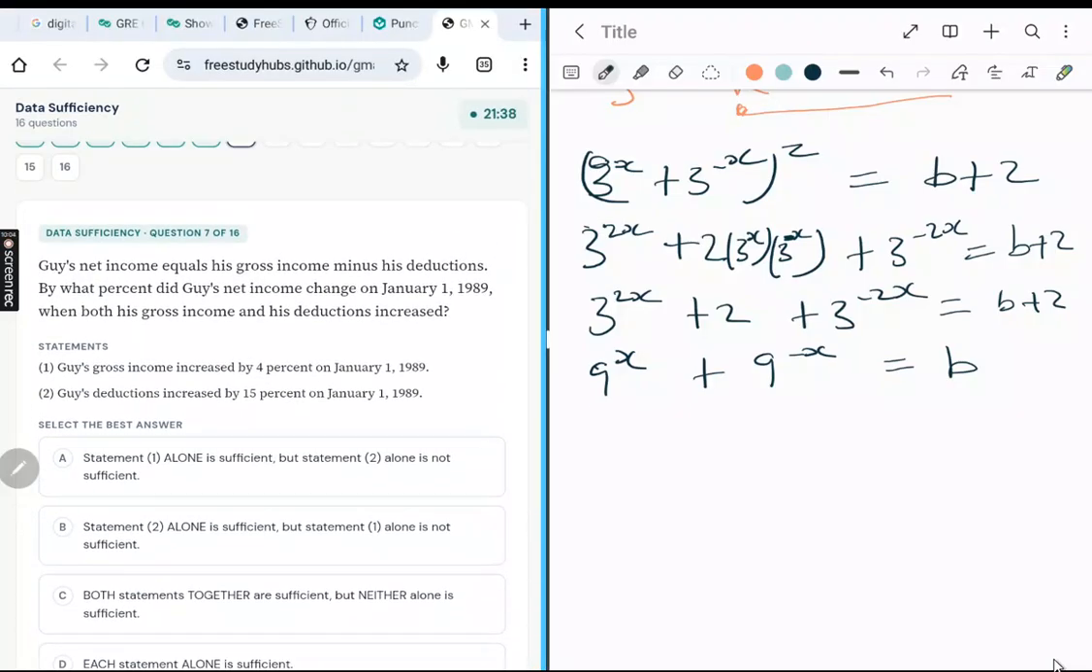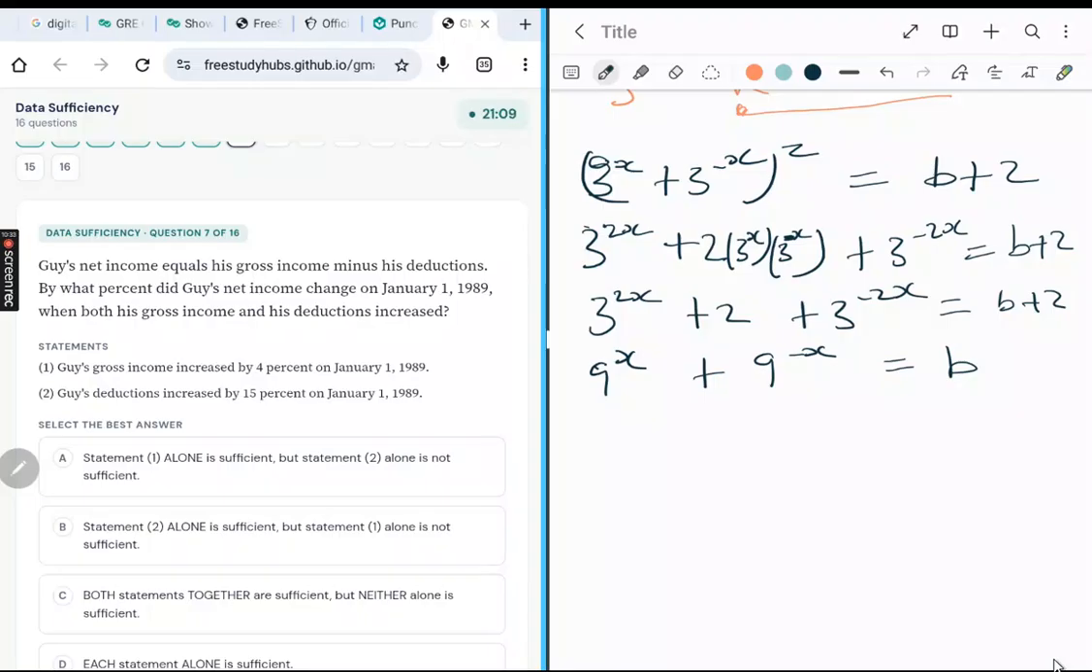Guy's net income equals his gross income minus his deductions. By what percent did Guy's net income change on January 1, 1989, when both his gross income and his deductions increased? Guy's gross income increased by 4%. What of his deduction? We don't know. Guy's deduction increased by 15%. What of his gross income? We don't know. So statement 1 and statement 2, none of them is sufficient.